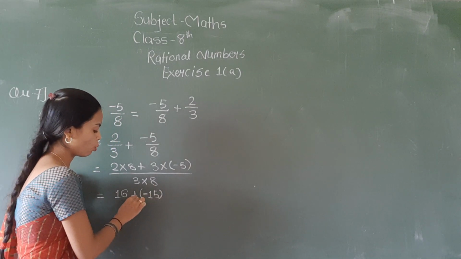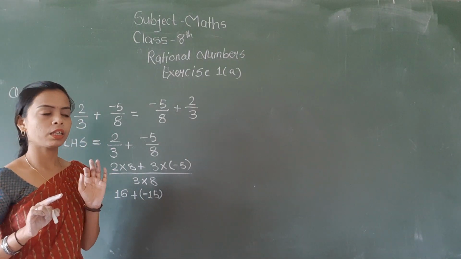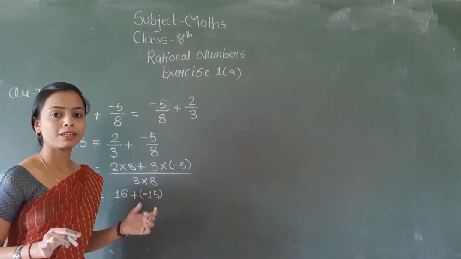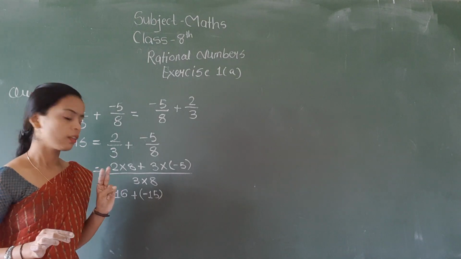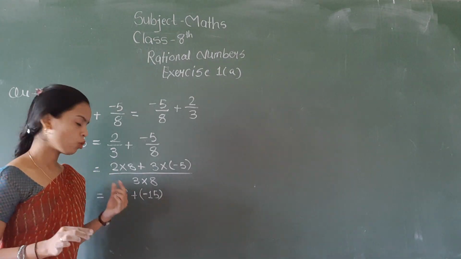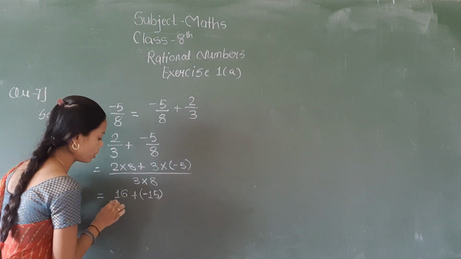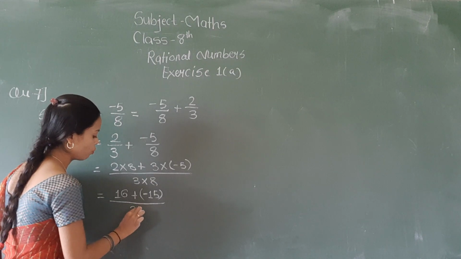Because two symbols, that is plus and minus, can't be written together. आप एक ही statement में plus minus को side by side नहीं लिख सकते. You can't write the two symbols together. Okay? If you have to write it, then place the bracket. Okay? So, and in the denominator, 3 into 8, that is 24.